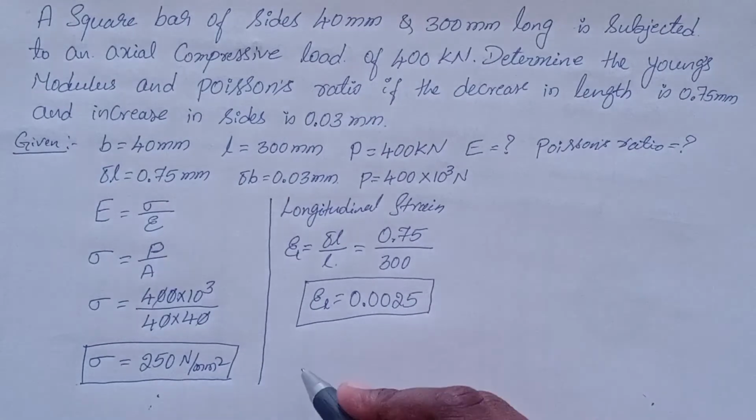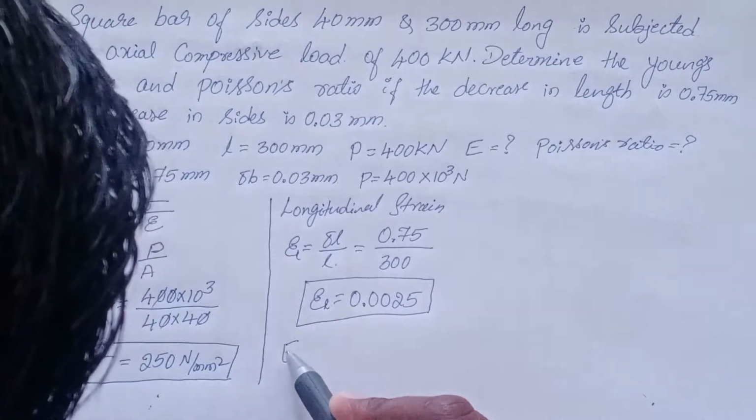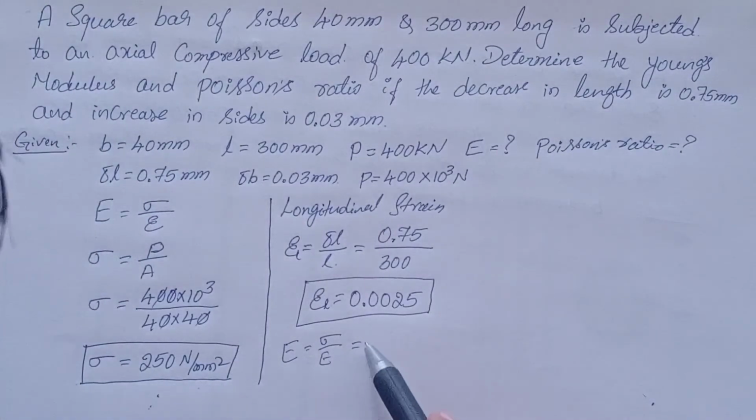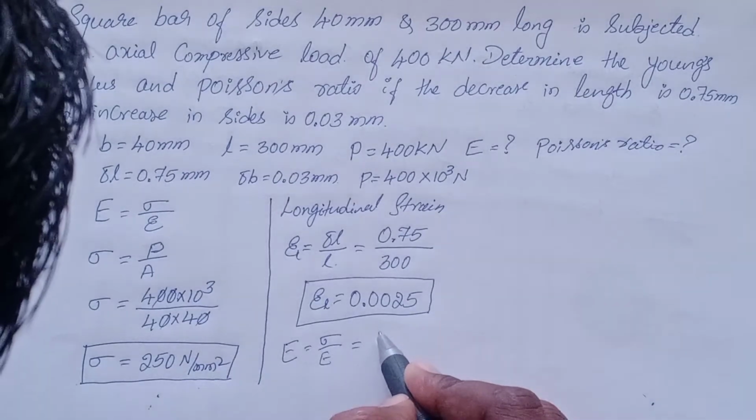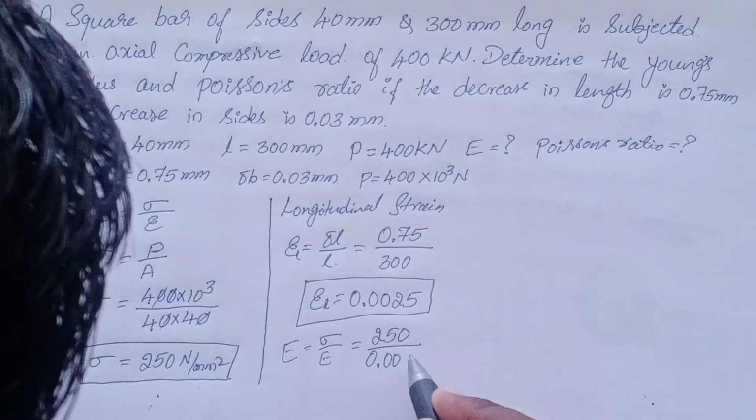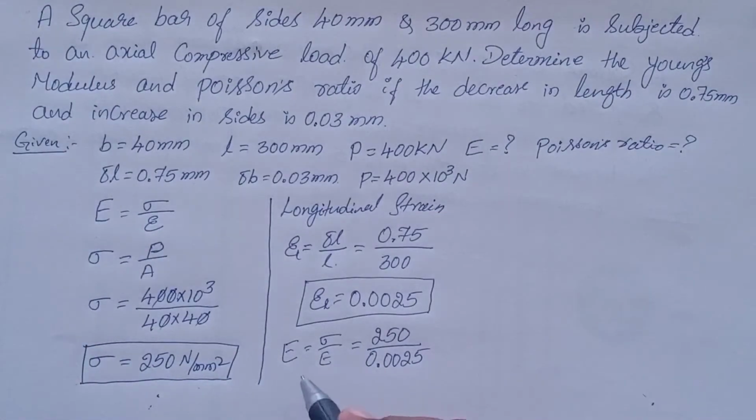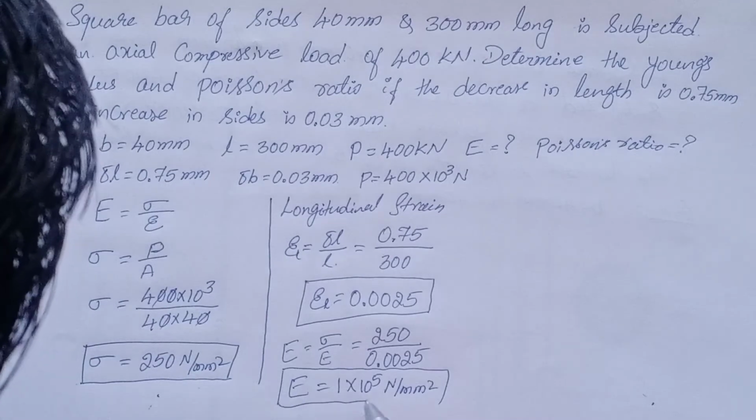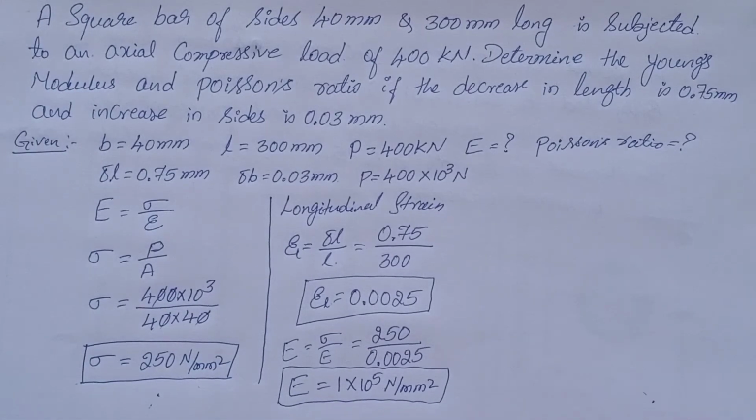Similarly, now we can find the value of E. E is equal to stress divided by strain. Substitute the value of stress and strain in this equation. The value of stress is 250, divided by strain 0.0025. The value of E is 1 into 10 to the power of 5 Newton per mm square. This is the Young's modulus.